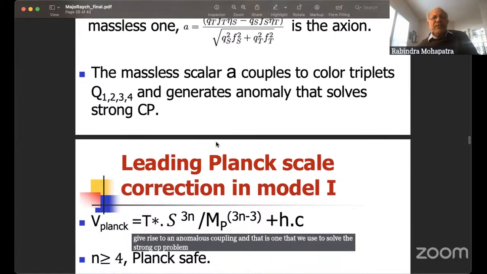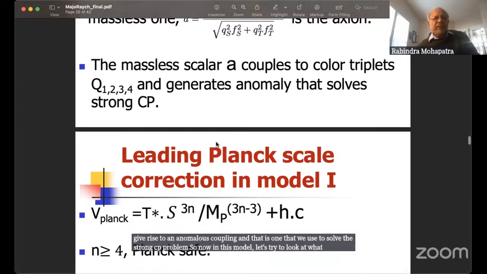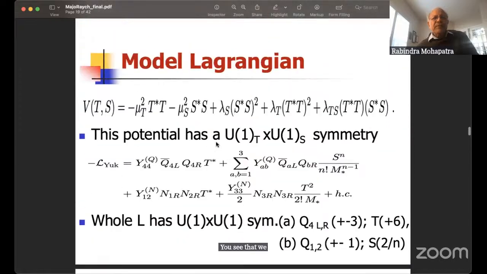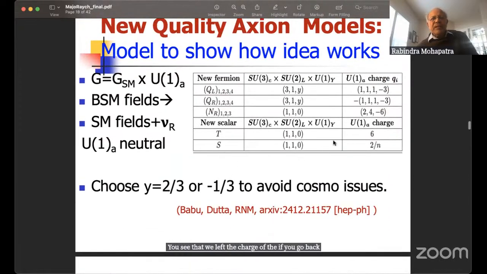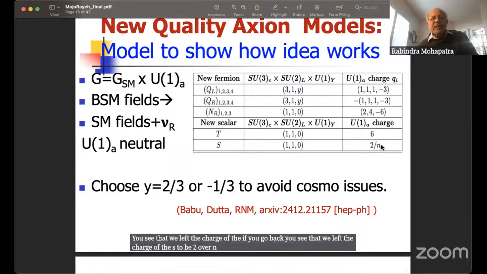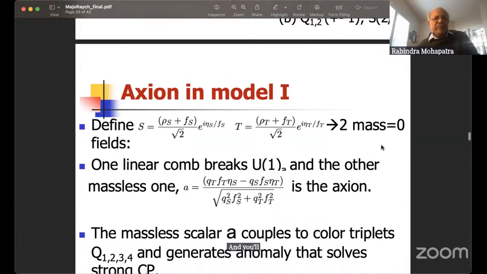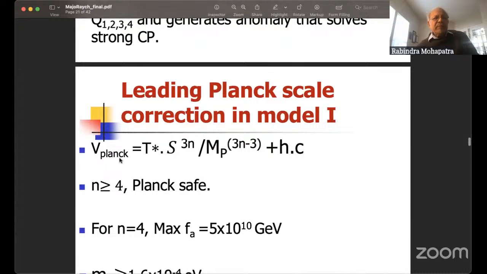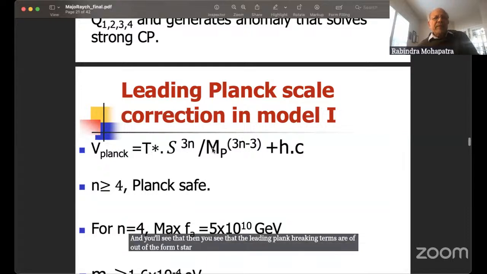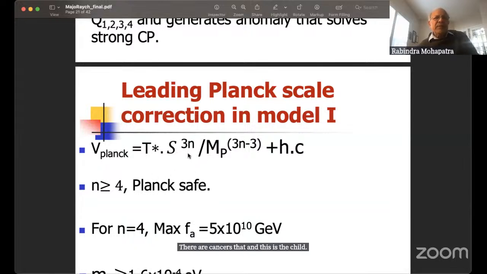Okay. So now in this model, let's try to look at what is the Planck scale effect. You see that we left the charge of the S to be 2/n. So we can now start picking n, 4, 5, 6, or whatever. Then you see that the leading Planck breaking terms are of the form T star S^(3n) times M_Planck to the 3n minus 3. This 3 comes because the T has got a charge which is 6. So this 3 sort of cancels that, and this is the charge. And if n is bigger than 4, then of course this is safe from Planck scale effect.